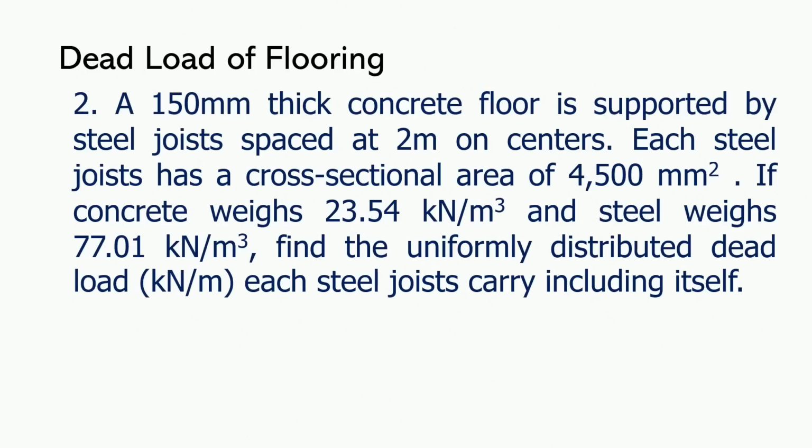Next, we have a 150 mm thick concrete floor supported by steel joists spaced at 2 meters on centers, and each steel joist has a cross-sectional area of 4,500 mm squared. If concrete weighs 23.54 kilonewton per m cubed and steel weighs 77.01 kN per m cubed, we have to find the uniformly distributed dead load each steel joist carries, including itself. Again, what we are looking for is W total because we are including the beam weight. So W total is equal to W beam plus WF. Again, these are just using gamma times area.